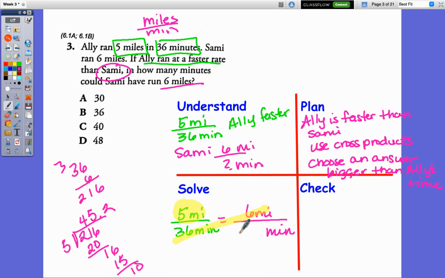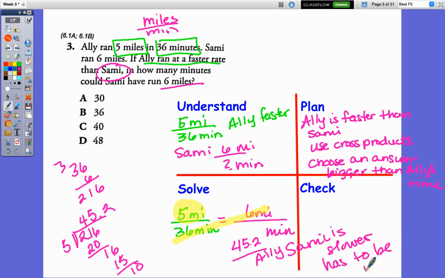So the minimum it could be is 45. Here's the problem. Remember that Allie runs faster. So this would be Allie's time, 45.2. This is Allie's time. Sammy is slower. So my answer has to be bigger. So when I look at my answer choices, the only answer that is bigger than 45 is 48. So 48 has to be Sammy's time.